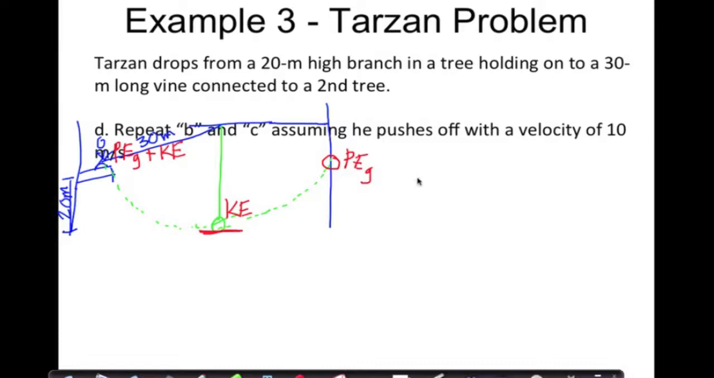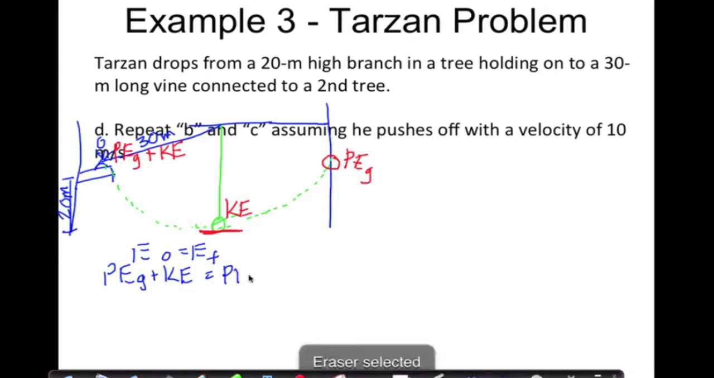Okay, let's solve for this so we can see that energy initial equals energy final. The energy initial is this time gravitational potential energy plus kinetic energy, equals solely kinetic energy. We have to do part B before we can do part C.